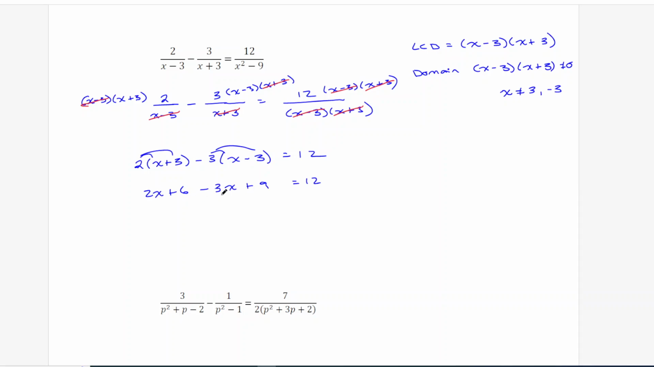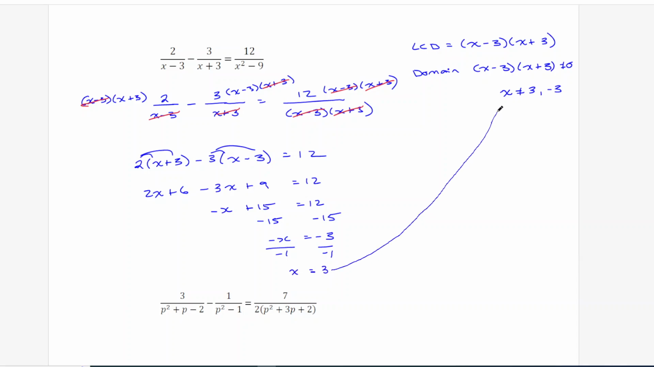Then I'm going to collect like terms. I get 2x minus 3x is negative x. 6 plus 9 is 15 is equal to 12. Then I'm going to subtract 15 from each side. So I end up with negative x is equal to negative 3. And then I'm going to divide both sides by negative 1, and I get x equals 3.